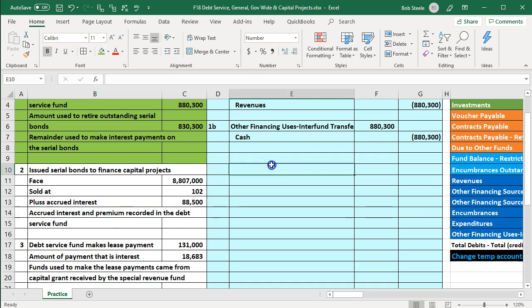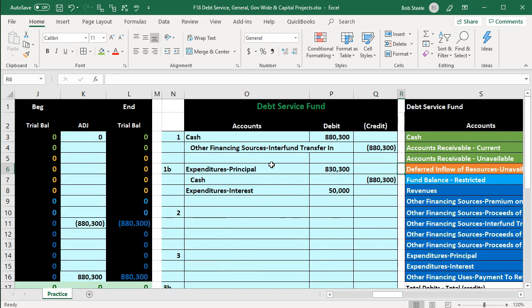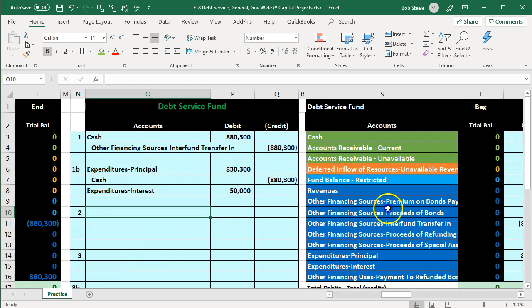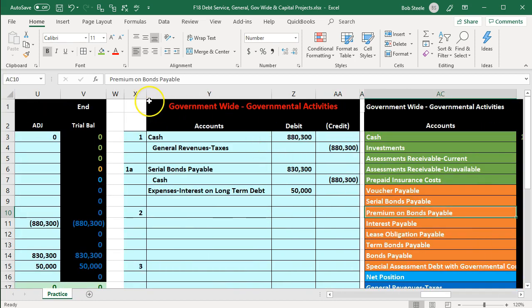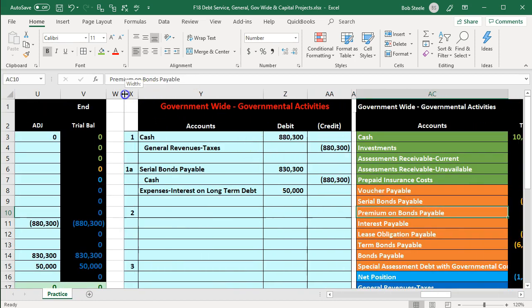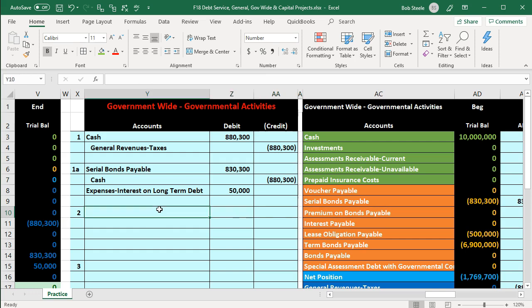Okay, so let's first go to the government-wide activity because it's going to be on an accrual basis, one that we would be more familiar with. So this is going to be over here in column Y. Let's make this a little bit smaller. We're on number 2. We're doing some financing, so cash is going to be increased. So we know that cash is going to go up, and so we will increase the cash amount.